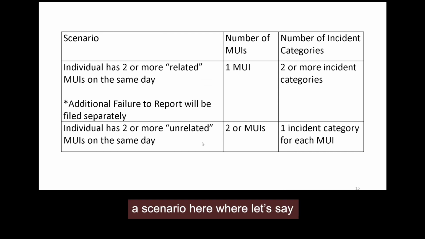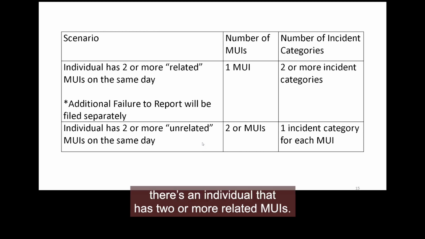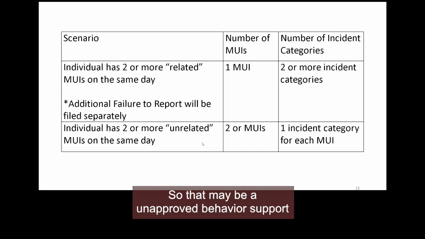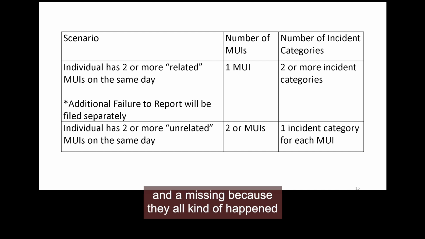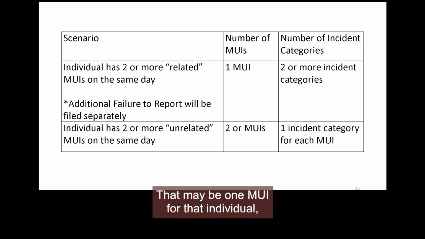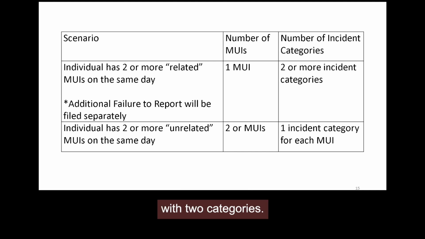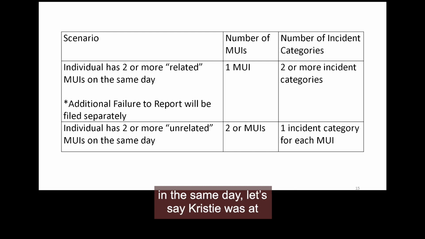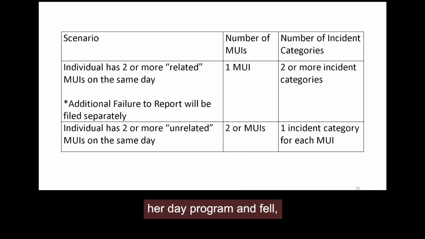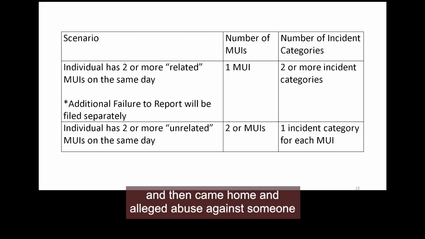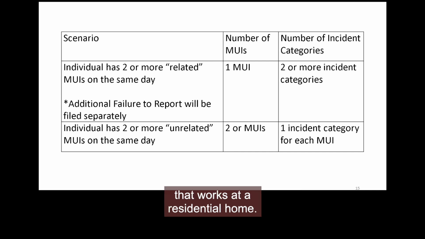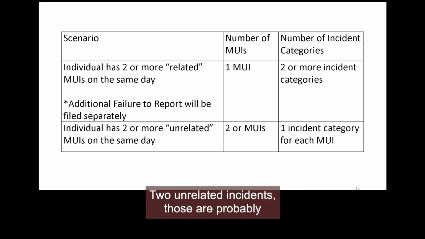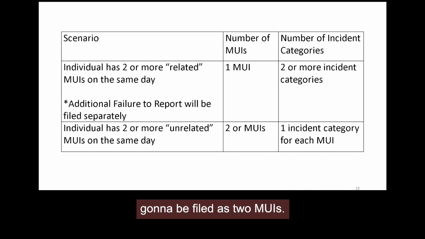So we've provided a scenario here where, let's say, there's an individual that has 2 or more related MUIs. That may be an unapproved behavior support and a missing, because they all happened at the same time. That may be one MUI for that individual with 2 categories. If you have an individual that had 2 unrelated MUIs in the same day, let's say Christy was at her day program and fell, and then came home and alleged abuse against someone that works at a residential home. 2 unrelated incidents, those are probably going to be filed as 2 MUIs.